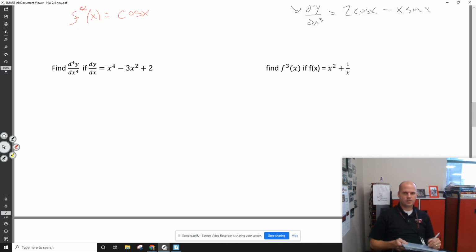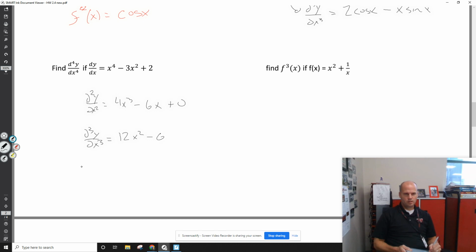Again, notation, pay attention. This is the first derivative. I'm asked for the fourth derivative. If you take the derivative, you get the second derivative, 4x cubed minus 6x plus 0. The 2's gone. If you take that derivative, you get the third derivative, 12x squared minus 6. If you take that derivative, you'd then be left with the fourth derivative, 24x. Okay? If you kept going, you'd eventually get to 0.